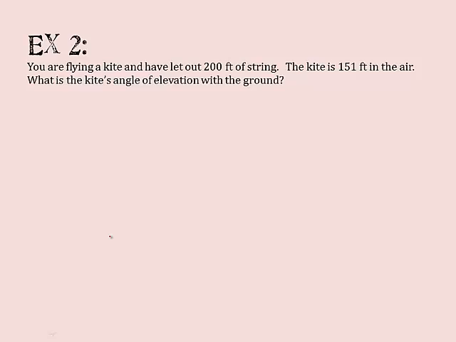Let's try another one. You are flying a kite and you've let out a string of 200 feet. The kite is 151 feet in the air. What's the kite's angle of elevation with the ground? Okay, that's your clue. So here's your kite. Kite's up in the air, right? Here's the kite. Angle of elevation is this angle right here. That's what I need to find.